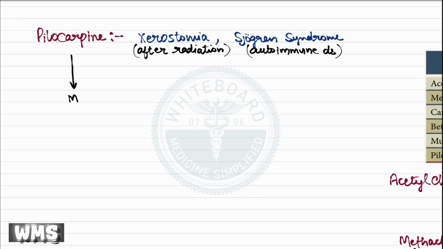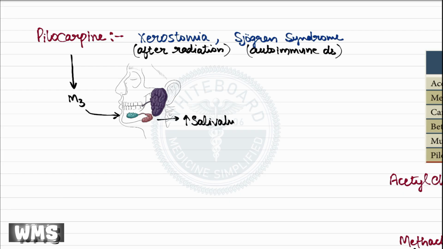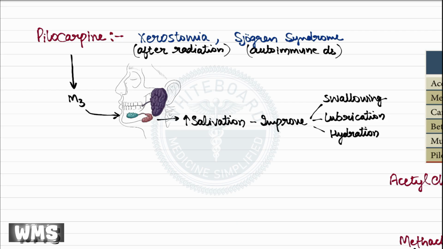By stimulating muscarinic receptors in the salivary glands, pilocarpine increases salivary secretion, which helps improve swallowing, oral lubrication, and overall hydration of the oral cavity. However, because pilocarpine stimulates the parasympathetic system, it can cause cholinergic side effects, the most common being excessive sweating. The usual oral dose is 5 to 10 milligrams 3 times daily, and the dose should be reduced in patients with hepatic impairment because the drug is metabolized in the liver.